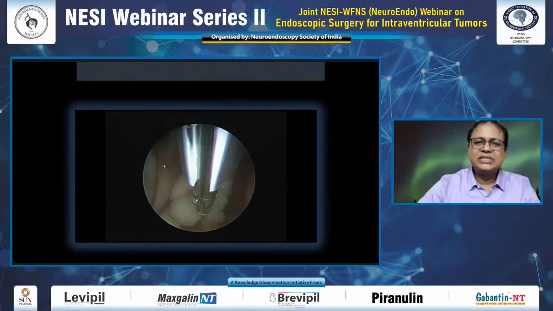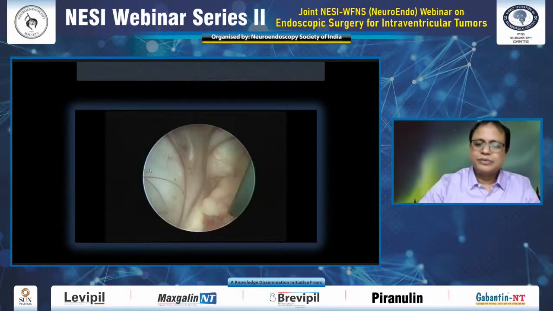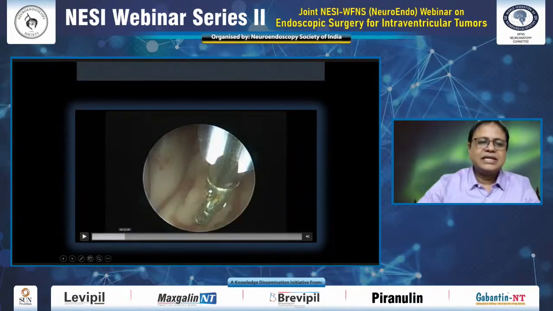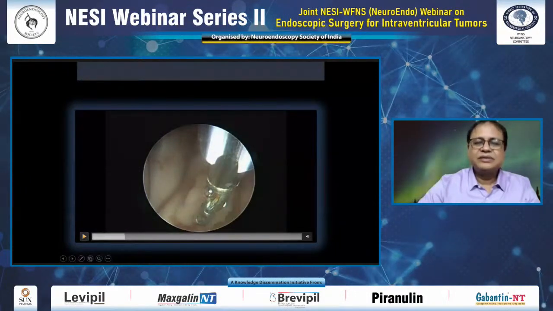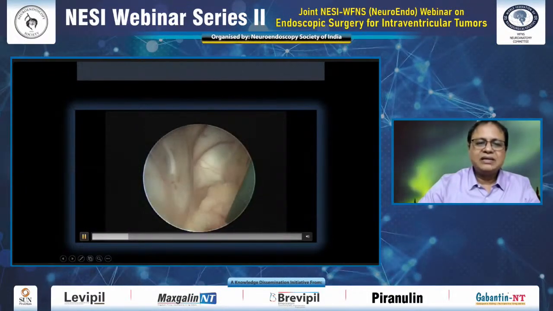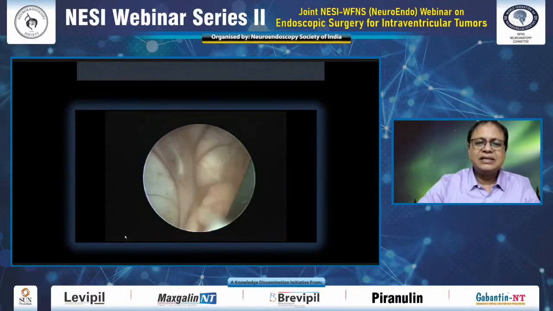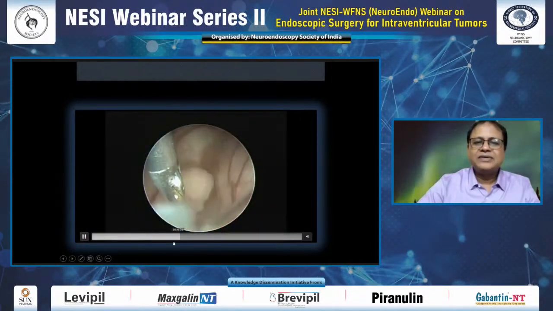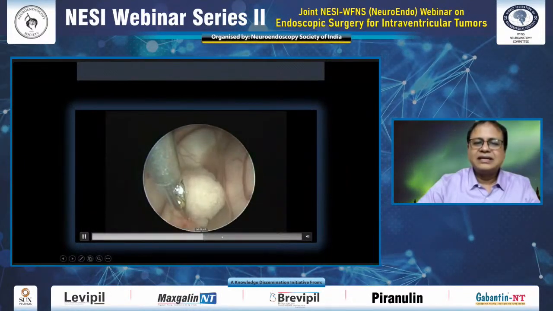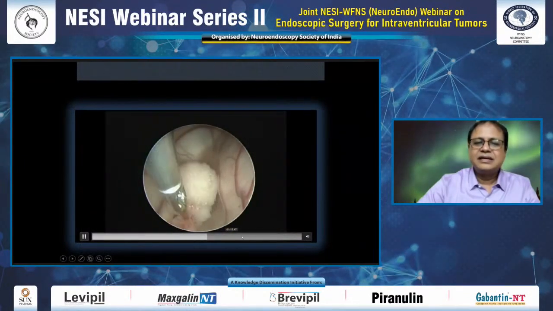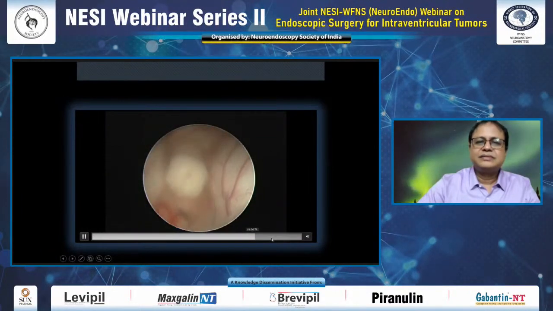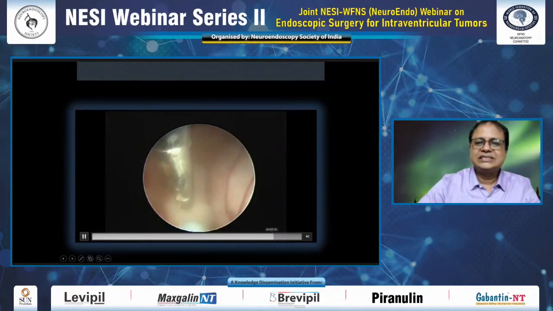So this was a tumor less than 2 centimeter, and the technique has already been described: identify the pedicle of the tumor, coagulate the pedicle, and after coagulation, then detach it, and the tumor is removed as a single piece.